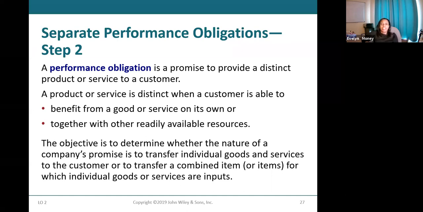Now, step 2 is where we identify separate performance obligations. And we have to make sure that that product or service is distinct. And it's distinct when the customer can benefit from that product by itself, or they can combine it with other resources that they can get from someone else. They don't have to get those resources from us as the seller. When that happens, the product is distinct and not interrelated, and it is a separate performance obligation.